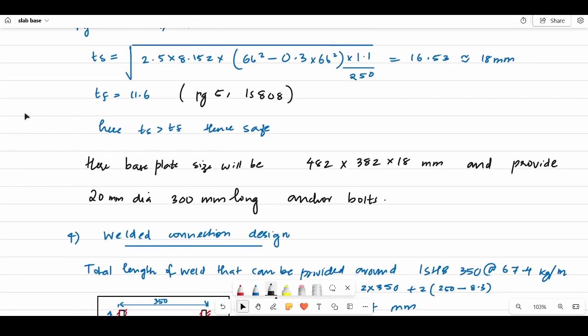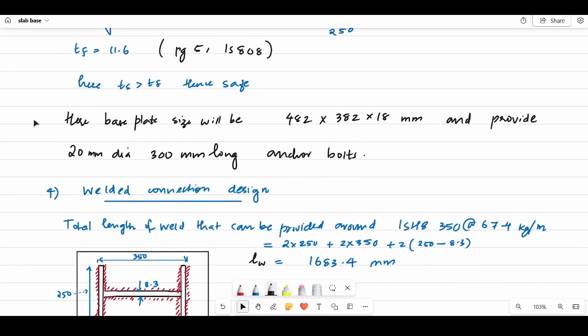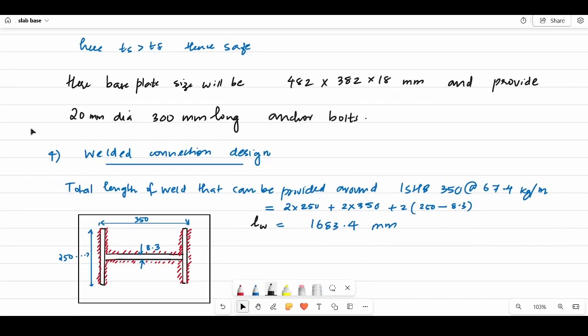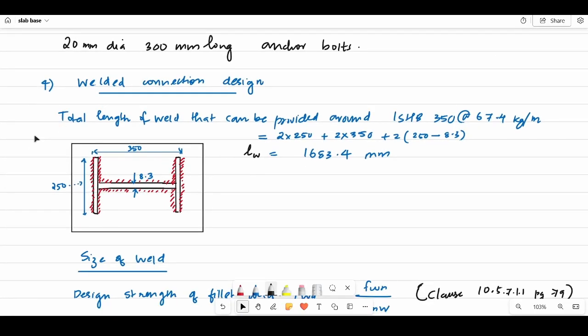So we have to provide a base plate of size 482 by 382 by 18 mm and provide an anchor bolt of 20 mm diameter, 300 mm long. We have to provide 2 or 4 anchor bolts so that we fix this base plate to our pedestal, and we can use welded connections for fixing our column to the slab base. In the question, we have to design the connection as a welded connection, that is what has been given. So we will be designing this question as a welded connection.